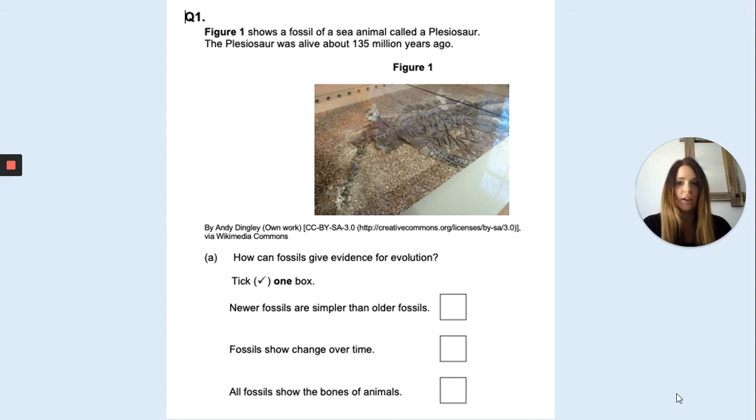But actually, it's telling you that it was an animal, a sea animal that lived about 135 million years ago. That's kind of all we need to know to be able to answer this question. We've got a nice picture of it there. And the question is, how can the fossils give evidence for evolution? Is it that newer fossils are simpler than older fossils? Do they show change over time? Or all fossils show the bones of animals? Have a think, what would your answer be? Fossils show change over time, so this one here, you'd be absolutely spot on.